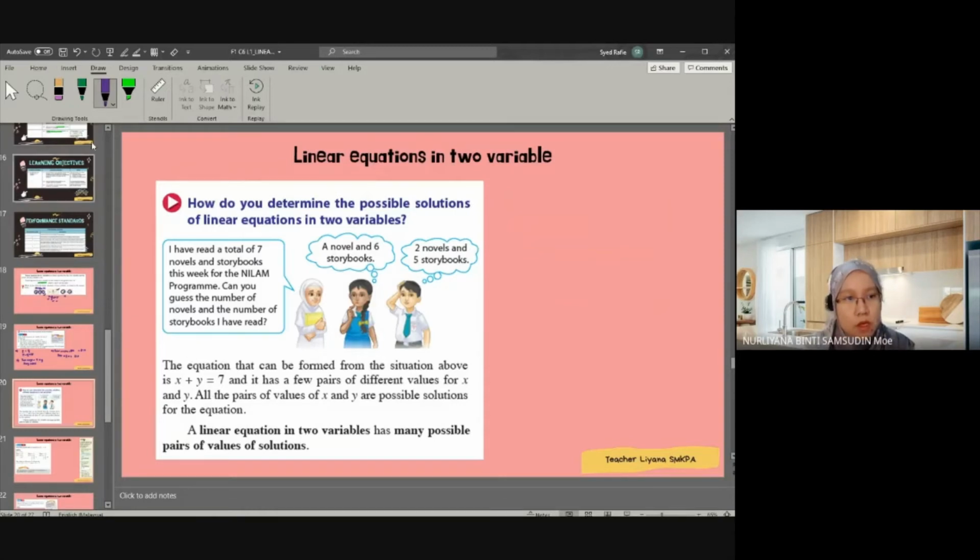So as you can read here, the equation that can be formed from the situation is x plus y equals 7. x represents how many novels she read, and y represents how many storybooks she read. So it can have a few pairs of values of x and y. All the pairs that you can think of are possible: 2 and 5, 4 and 3, 1 and 6, all are possible. So a linear equation in 2 variables has many possible pairs of values as solutions, right?